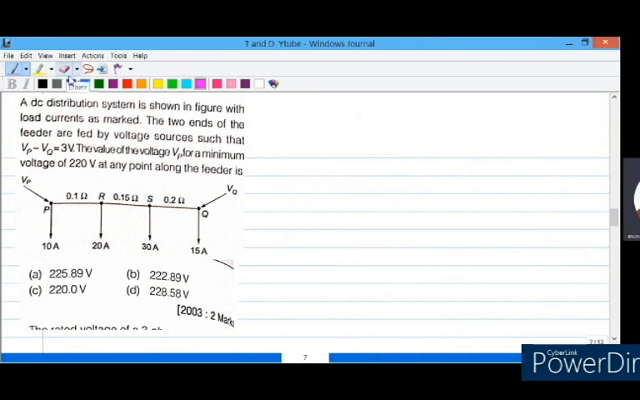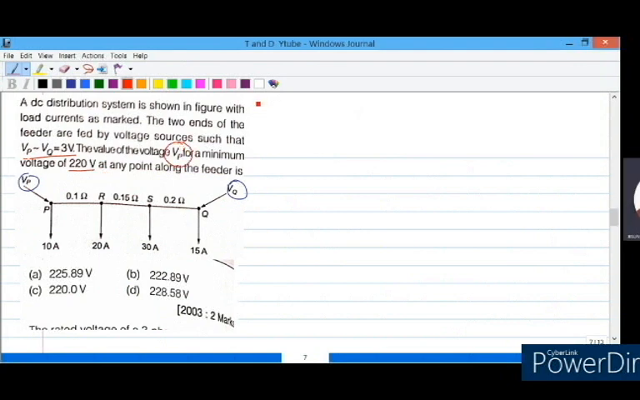And next, it comes under the DC distribution system. They have given two different feeders, VP and VQ. They have given the data as VP minus VQ is 3 volt, and the voltage at the minimum potential point is 220 volt. We don't know which is the minimum potential point here, but the value is 220 volt. And they have asked what is the value of VP.